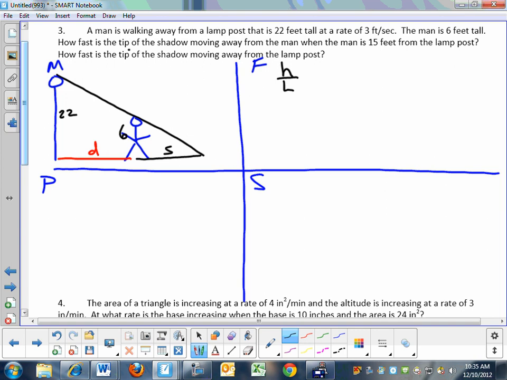So, I'm going to write the height divided by the length, okay? So, the height of the lamppost is 22 divided by, what's the whole length of that large triangle? D plus S.